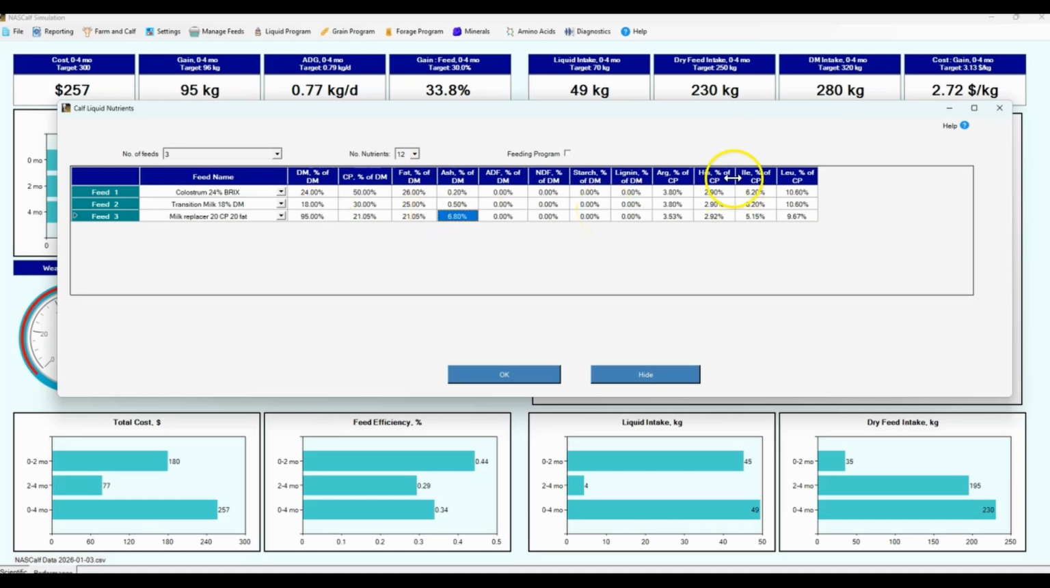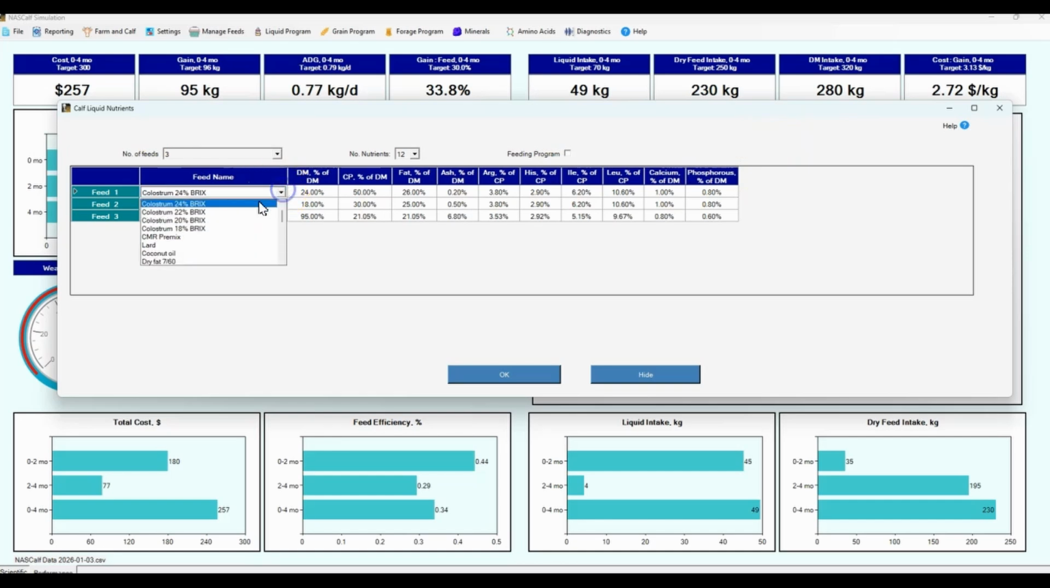Since we're not interested in fiber fractions like ADF, NDF, starch, or lignin, I'll click on these column headers to hide those columns. I do want to see calcium and phosphorus, so I'll right-click on any column header, review the hidden nutrients, and re-enable calcium and phosphorus. Now we can see the full liquid composition. The colostrum used here is about 24% Brix, slightly higher than the typical 22% Brix, which increases dry matter, protein, and fat accordingly. Next, we'll move to the feeding program.